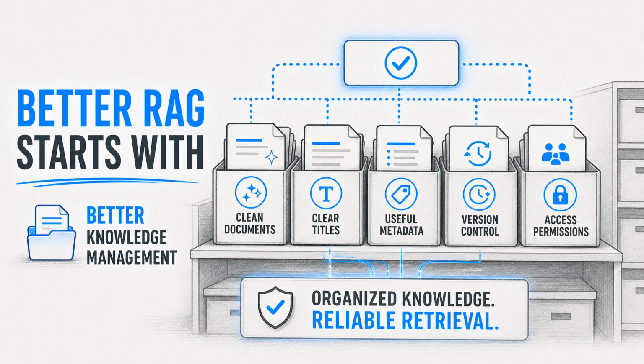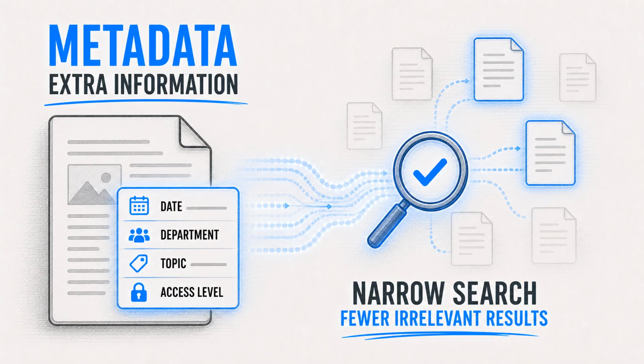Better RAG usually starts with better knowledge management. Clean documents, clear titles, useful metadata, version control, and good access permissions make retrieval easier. The model cannot reliably organize chaos after the fact. Metadata is extra information about a document, such as its date, department, topic, language, or access level. It helps the system narrow the search before looking at meaning, which can reduce irrelevant results.